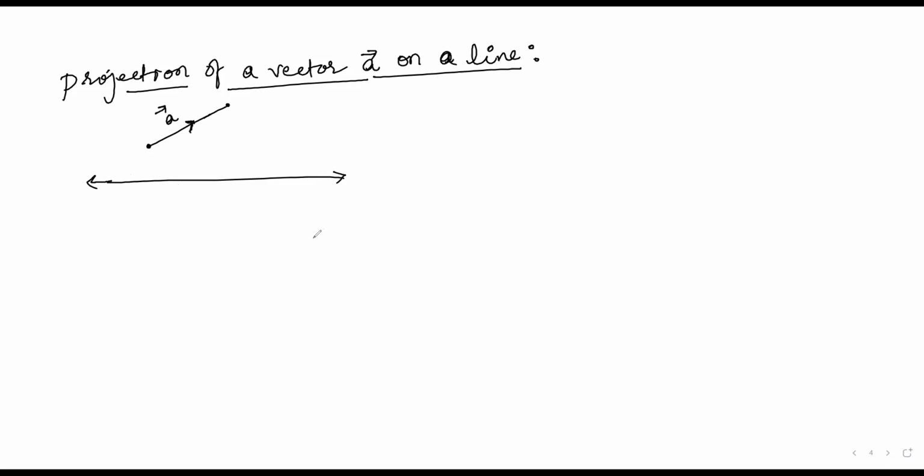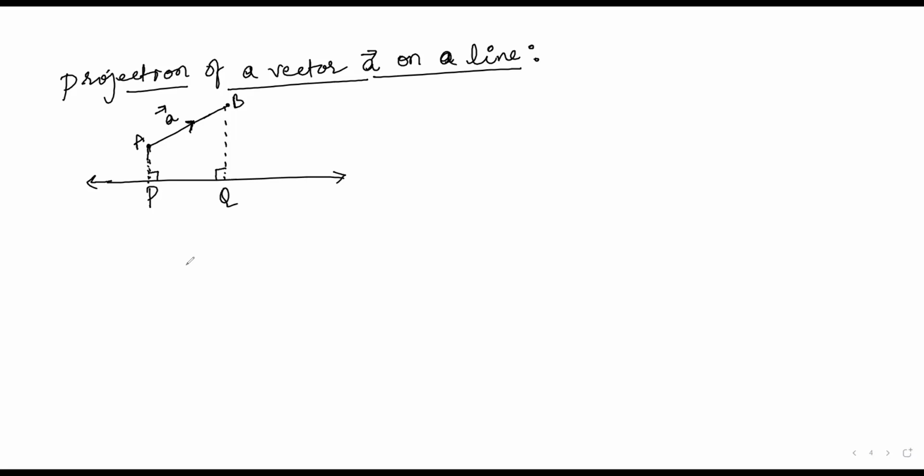Now first you understand what is a projection. Projection of a vector on a line. Now you drop a perpendicular over here like this, from there you drop the perpendicular. Now if you drop a perpendicular, let's say this is AB, and I am saying just this is PQ.